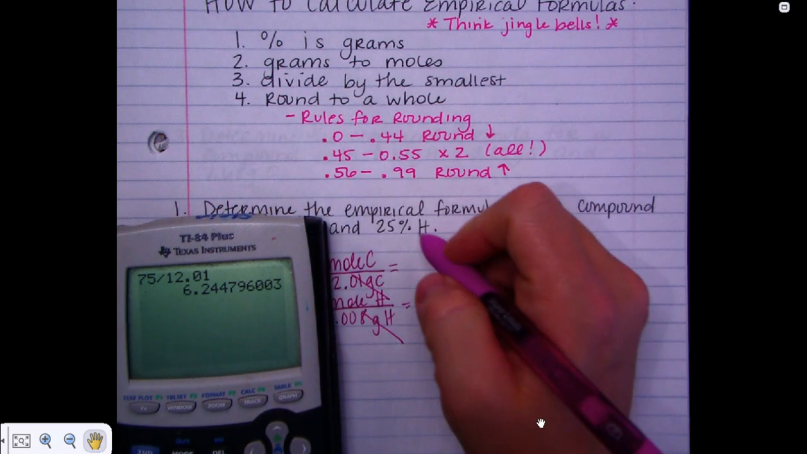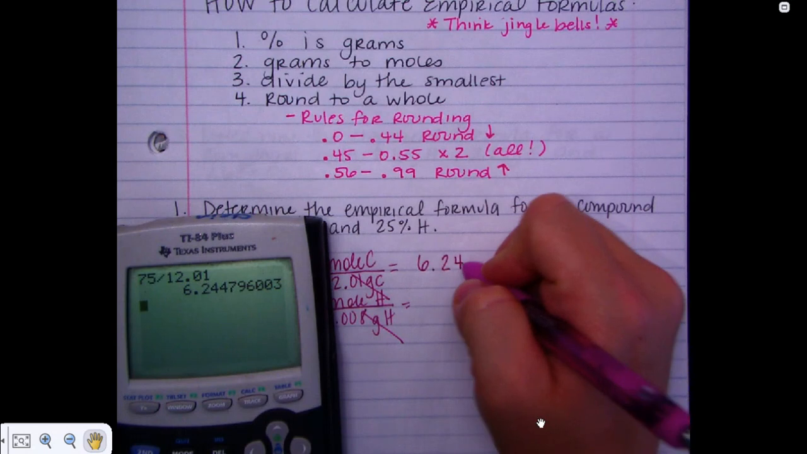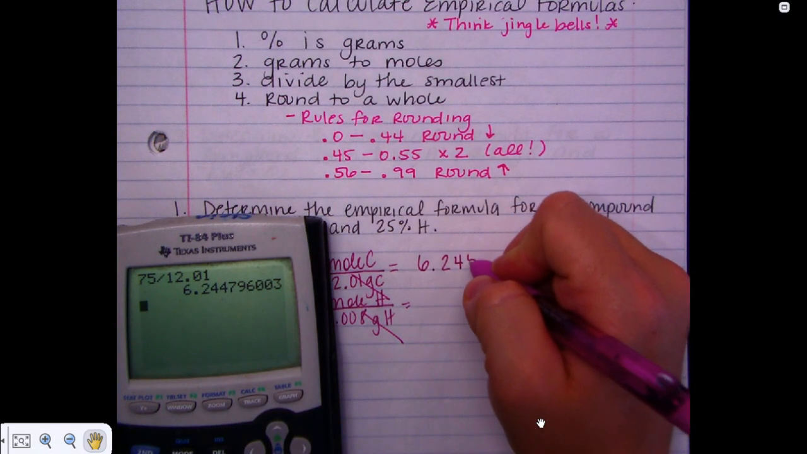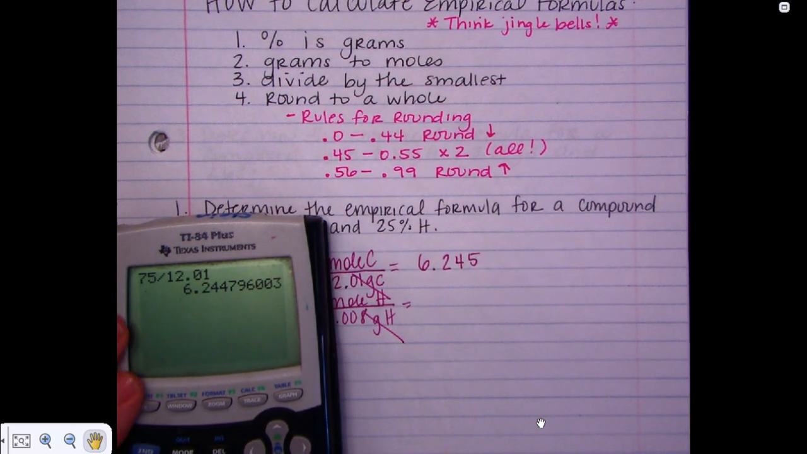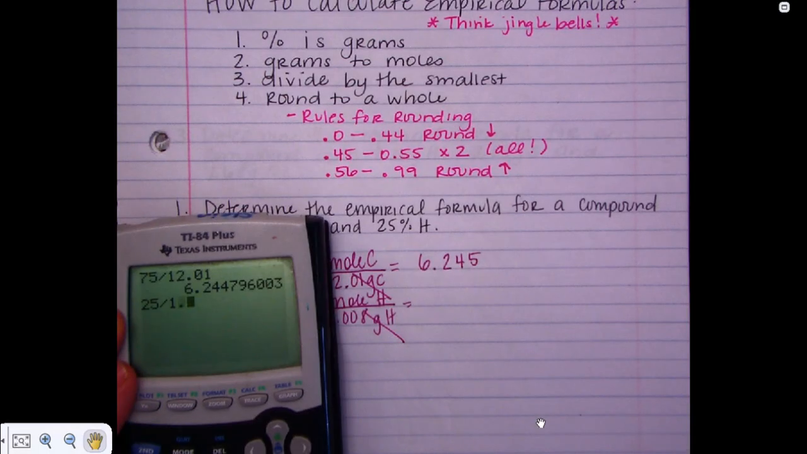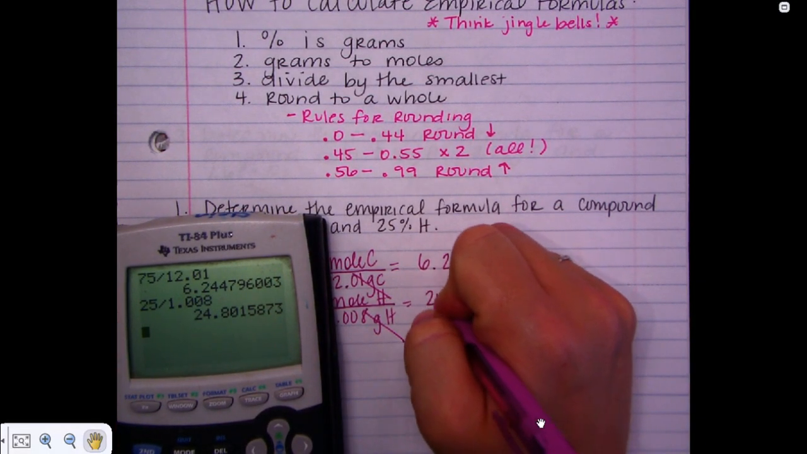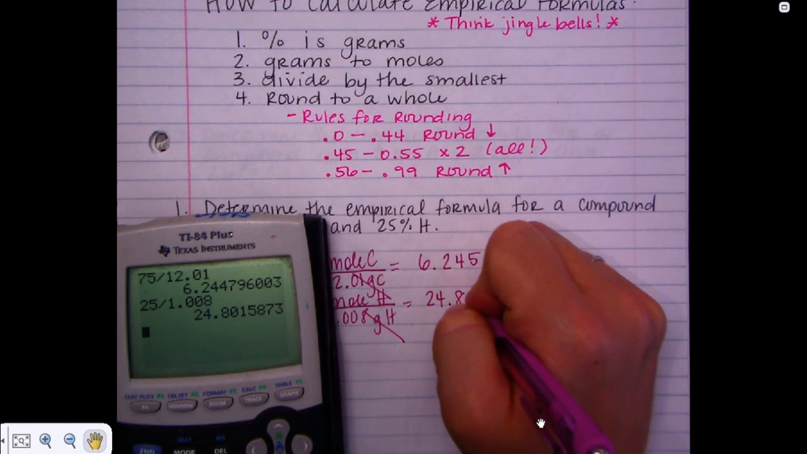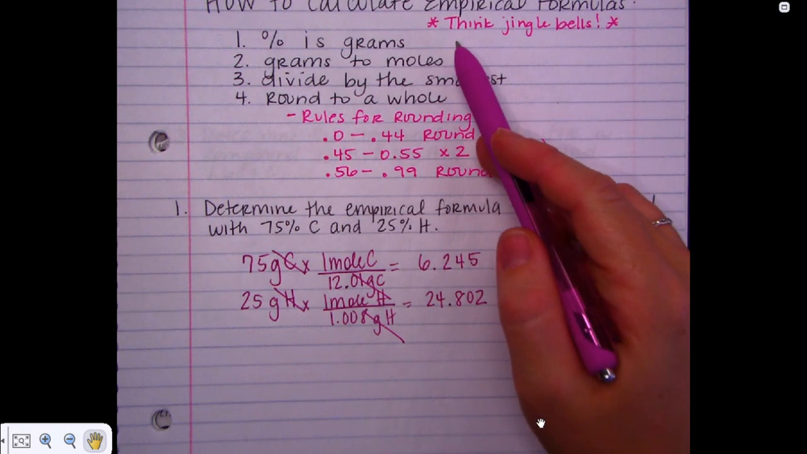Okay, so for this one, 6.245 would be at least 3 decimal places. You could go out more, but I feel like it's a little bit unnecessary. All right, then 25 divided by 1.008, again, to 3 decimal places, 24.802. All right. So percent is grams, grams to mole.